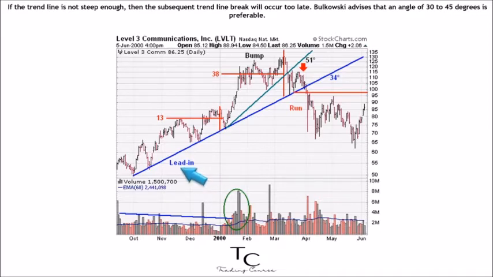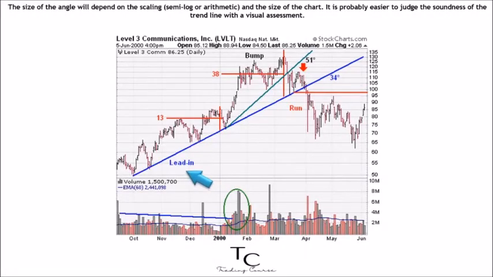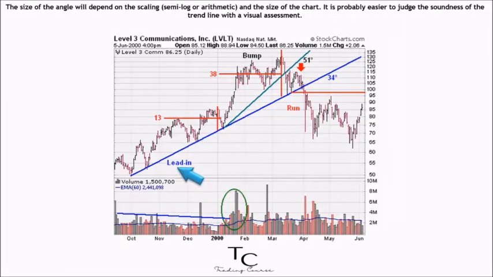Bulkowski advises that an angle of 30 to 45 degrees is preferable. The size of the angle will depend on the scaling, semi-log or arithmetic, and the size of the chart. It is probably easier to judge the soundness of the trend line with a visual assessment.